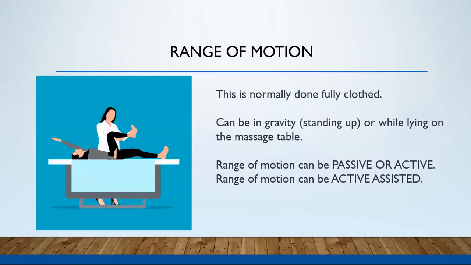So, in looking at special tests, they are testing range of motion. They are testing tendons, ligaments, and joints. These tests can be done in gravity, standing up, or while lying on the massage table, taking your client, quote unquote, out of gravity. That's a nuanced phrase, but more so what I want you to remember is there are three types of range of motion: passive, active, or active assisted. Now and then you see restricted, but let's focus on these three so that you can fully understand them.